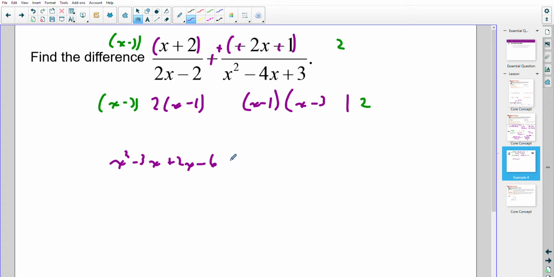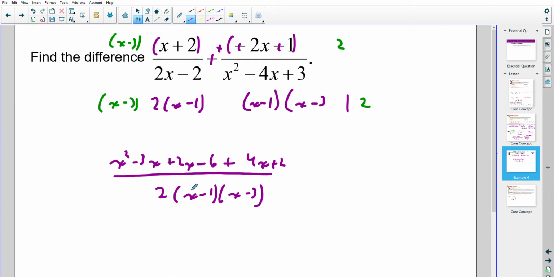And I want to distribute the other one, plus 4x plus 2, all over, again, keeping it in factored form. I usually put the numbers out front so they don't get lost. Looking at my x squared, I have x squared. There's only one of them. This is minus x plus 3x and minus 4 over 2 times x minus 1, x minus 3.